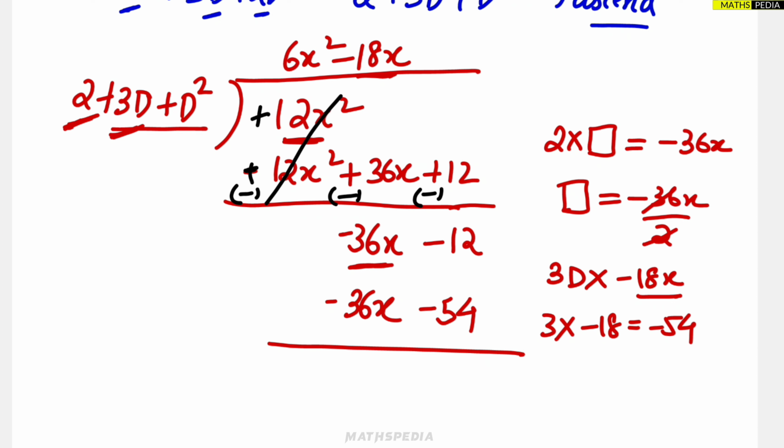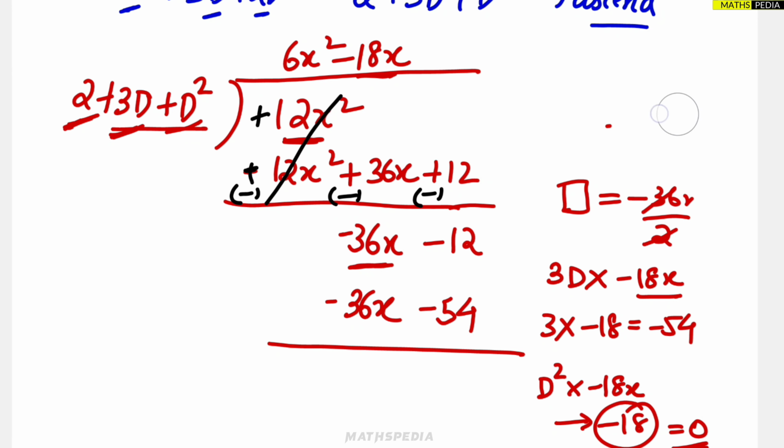Next, d square. One more term is there. So d square into minus 18x. So double differentiation. So minus 18x differentiation, as we know, is minus 18. One more time differentiation, constant differentiation is 0. So this part is 0. So no need to write anywhere. This part is done.